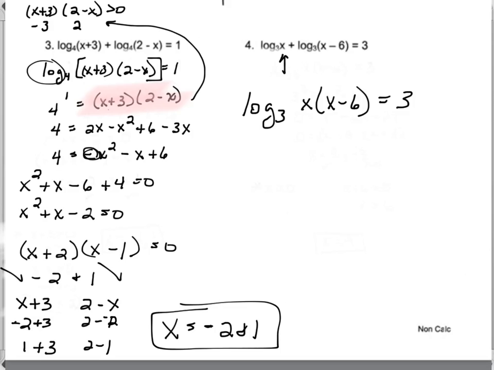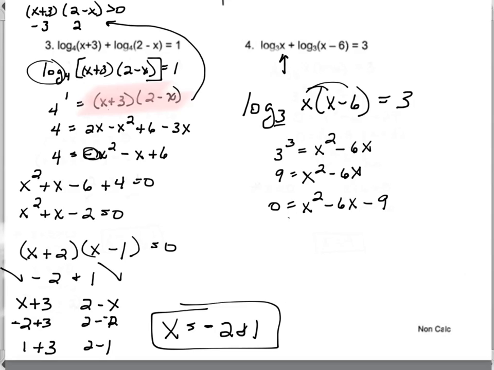Now put it in exponential form. So that's going to be your base times your exponent. This is your base, and this is your exponent here, the 3. So 3 cubed is equal to, and I'm going to distribute these, x squared minus 6x. Okay, so 9 is equal to x squared minus 6x. Now, since that's a quadratic, I'm going to need to bring the 9 over and see if I can factor it. Set everything equal to 0. So 0 equals x squared minus 6x minus 9.